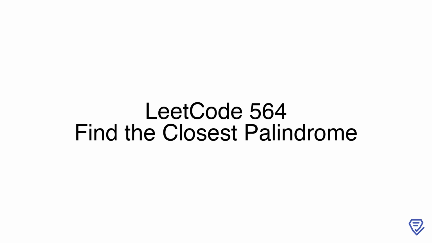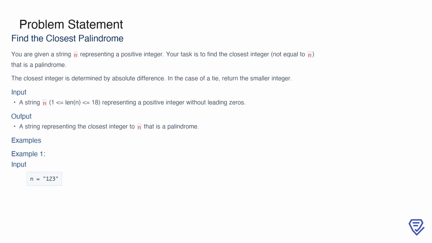Let's dive in. In this problem, we are tasked with finding the closest integer to a given positive integer n that is a palindrome. A palindrome, as you may know, is a number that reads the same forwards and backwards, like 121 or 1221. However, the integer we return must not be equal to the input number itself. The concept of closest here is based on the absolute difference between the numbers. If there happens to be a tie, meaning two palindromes are equally close, we need to return the smaller of the two.